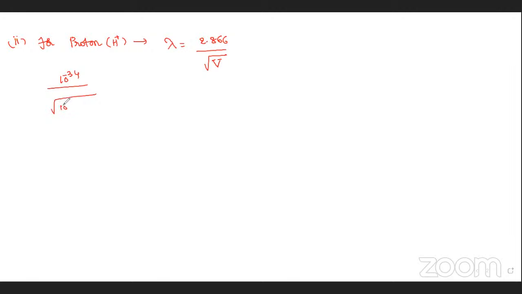1.67 into 10 to the power minus 27. And this is 10 power minus 19. 27 means 10 power minus 23. 10 power minus 11, sir. Yes, that's what I'm saying. This is 10 power minus 23.